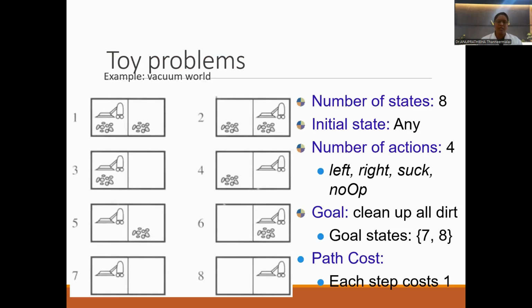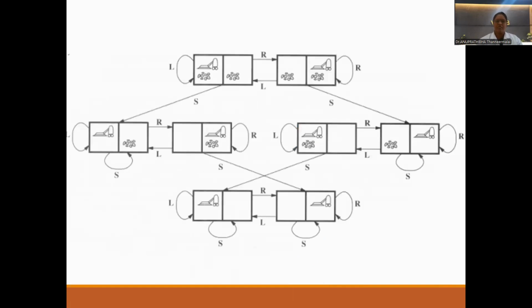This is a toy problem: there is a vacuum cleaner and some dirty areas. The number of states is 8. We have to plan from any one initial state, and the actions will be move left, move right, or suck the dirt and remove the dust. The goal is to clean up all the dirt. The goal states are 7 and 8, where there is no dust, and the path cost is that each step costs one.